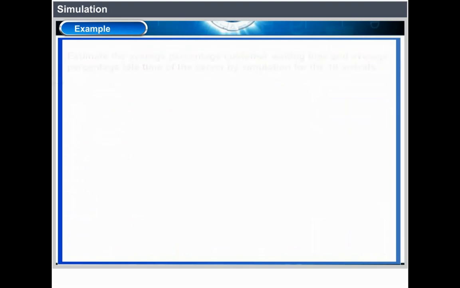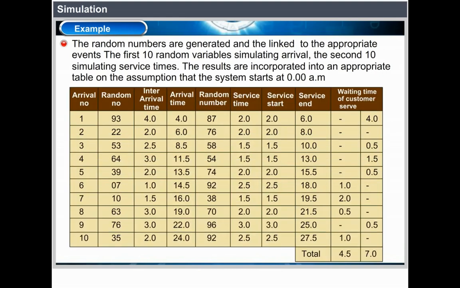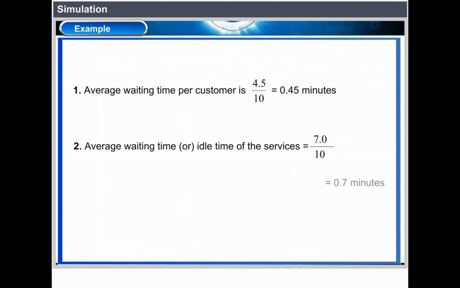The random numbers are generated and linked to the appropriate events. The first 10 random numbers simulate arrival, the second 10 simulate service times. The results are incorporated into an appropriate table on the assumption that the system starts at 0.00 am. Now it is shown in the table. Subdivision 1. Average waiting time per customer is 4.5 by 10 equals 0.45 minutes. Subdivision 2. Average idle time of the server equals 7.0 by 10 equals 0.7 minutes.